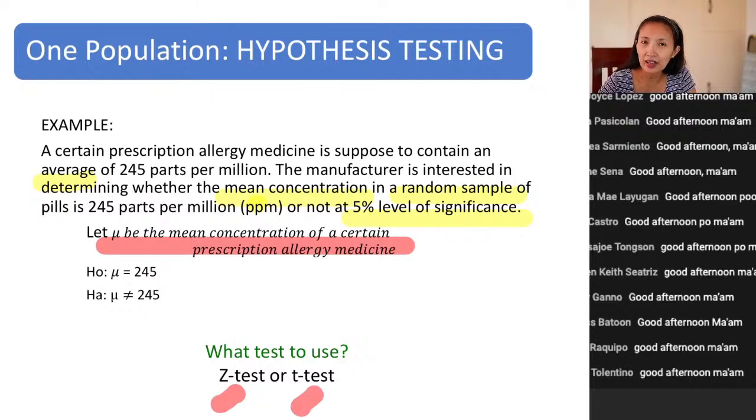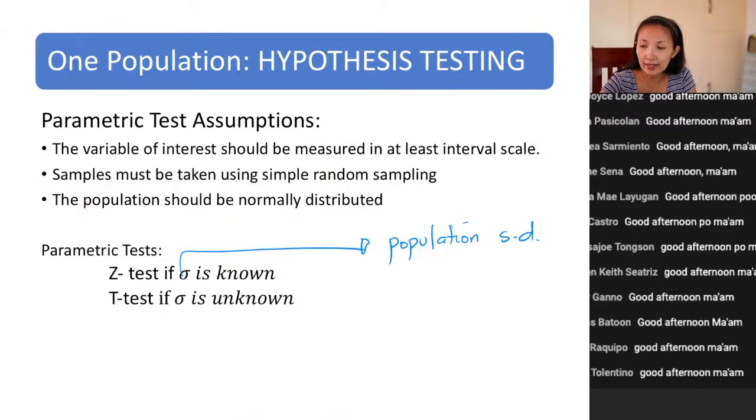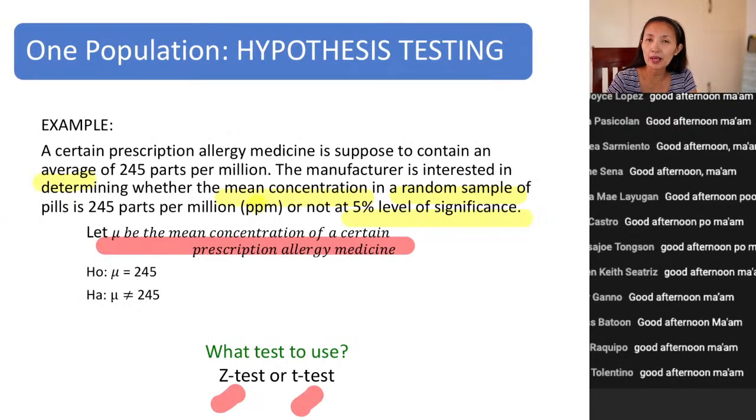The next question is, which one will I use, z-test or t-test? What's the deciding factor? Go back. What did we say? Z-test when this is known. T-test if this is unknown. Go back to the problem. Did it make mention about standard deviation of the population? Wala naman. Okay, wala. That means we go for t-test. Sure?